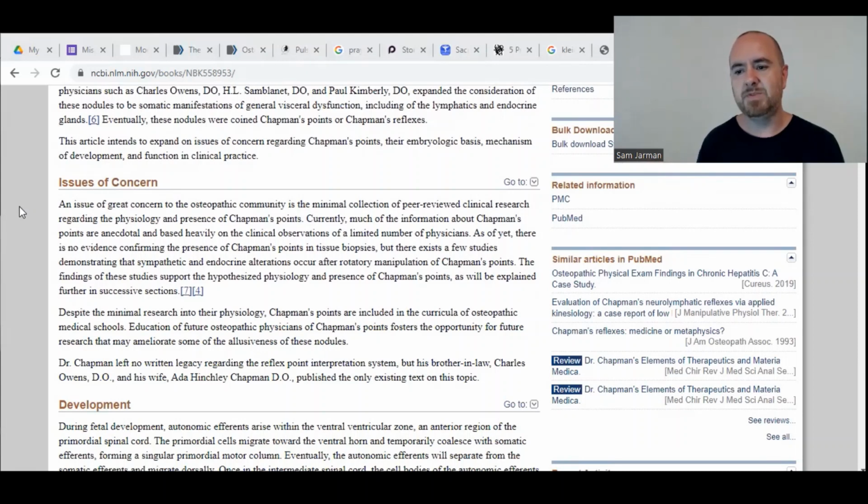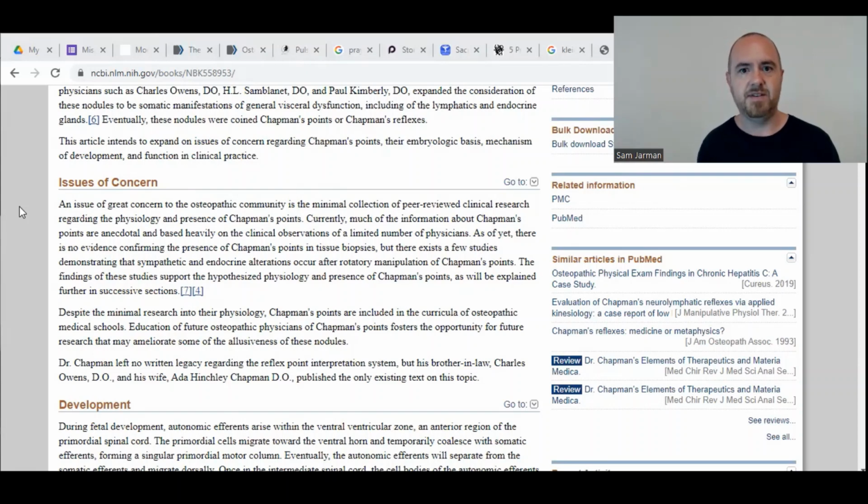Currently, much of the information about Chapman's points is anecdotal and based heavily on the clinical observations of a limited number of physicians. As of yet, there is no evidence confirming the presence of Chapman's points in tissue biopsies, but there exist a few studies demonstrating that sympathetic and endocrine alterations occur after rotatory manipulation. Just twist your finger around it. Sorry, I think it's more like this. Rotatory manipulation of Chapman's points. The findings of these studies support the hypothesized physiology and presence of Chapman's points, as will be explained further in successive sections. So they at least note that these are not things that can be found on tissue assay.